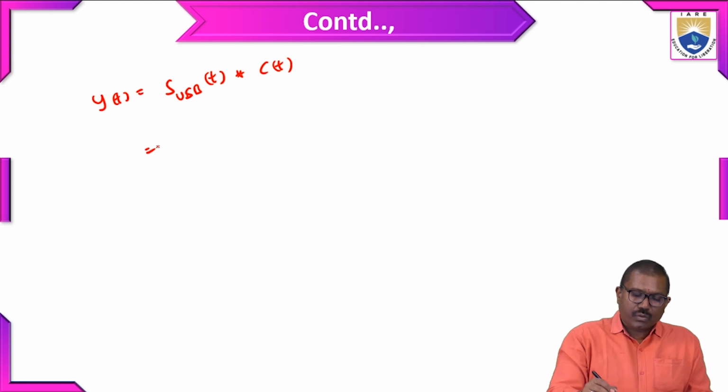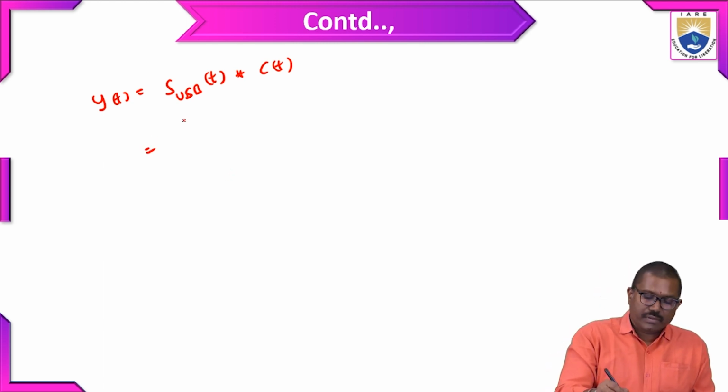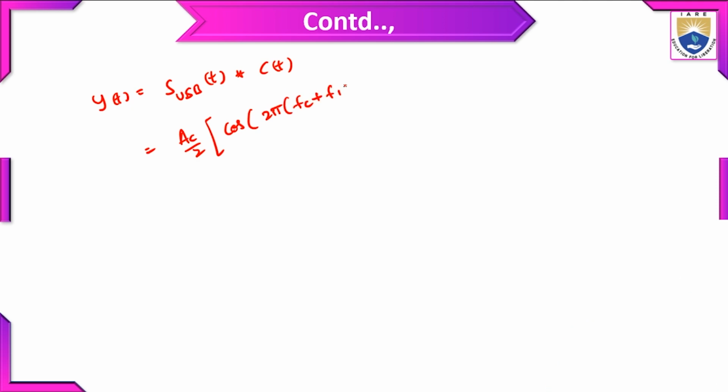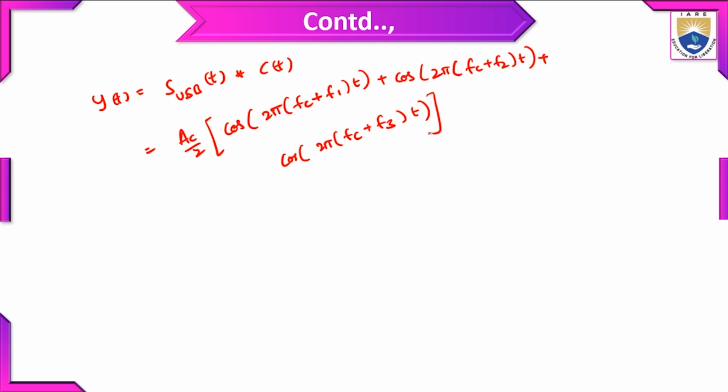So now, what is my USB? In the previous slide, it was written as Ac by 2 cos of 2 pi of (Fc plus F1) of t, plus cos of 2 pi of (Fc plus F2) of t, plus cos of 2 pi of (Fc plus F3) of t. So this is my USB.